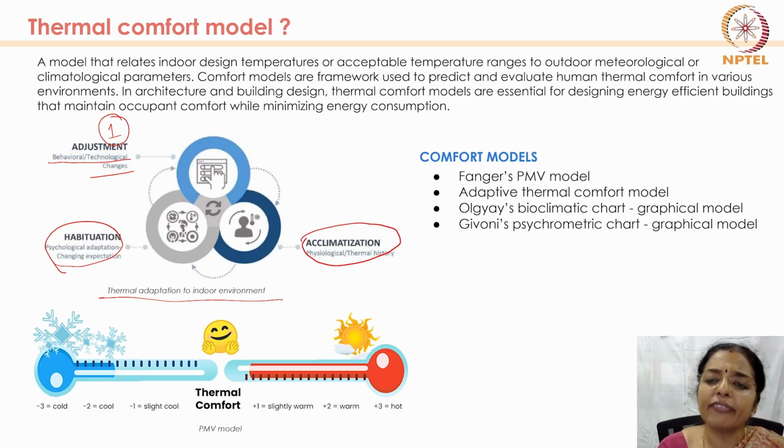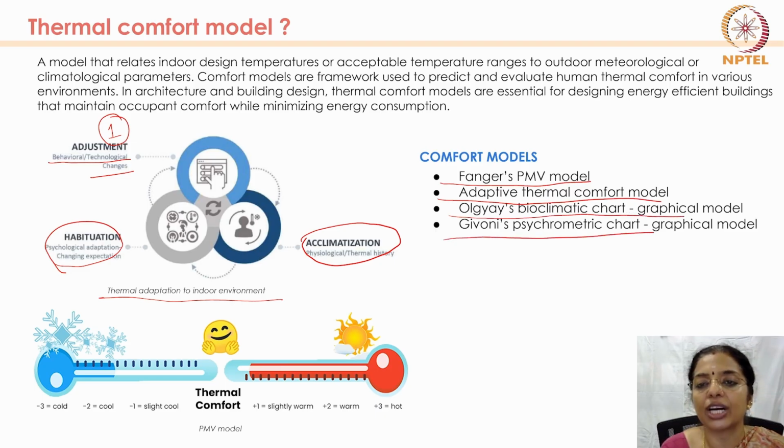So there are various thermal comfort models. There is Fanger's PMV model. There is adaptive thermal comfort model. There is Olgyay's bioclimatic chart. There is Givoni's psychrometric chart. So these we will be looking at, say, the psychrometric chart and so on a little later. We will be dealing with it in detail in other class, in other lecture.